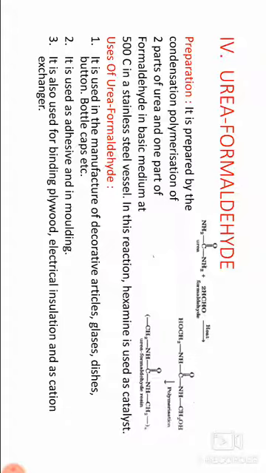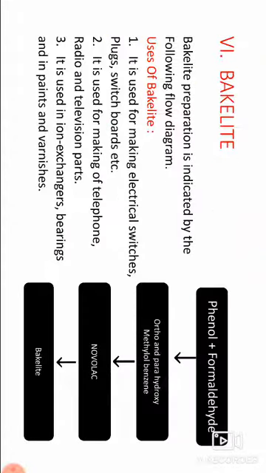Uses of urea formaldehyde. It is used in the manufacture of decorative articles, glasses, dishes, buttons, bottle caps, etc. Second, it is used as an adhesive and in molding. Third, it is also used for binding plywood, electrical insulation, and as a cation exchanger.